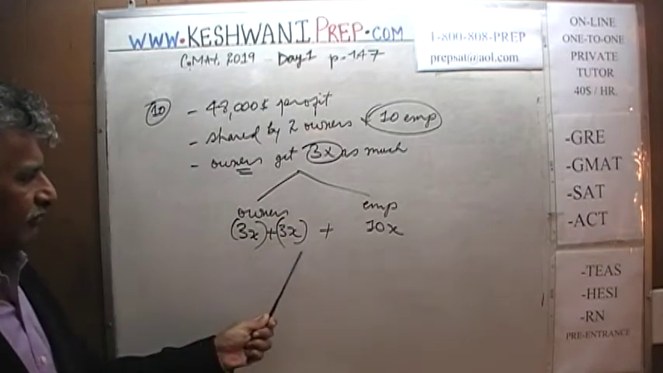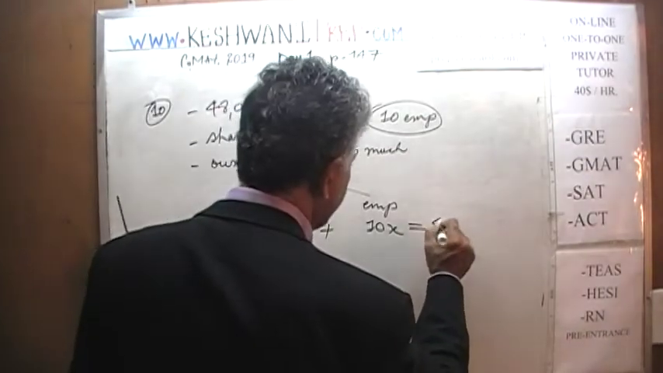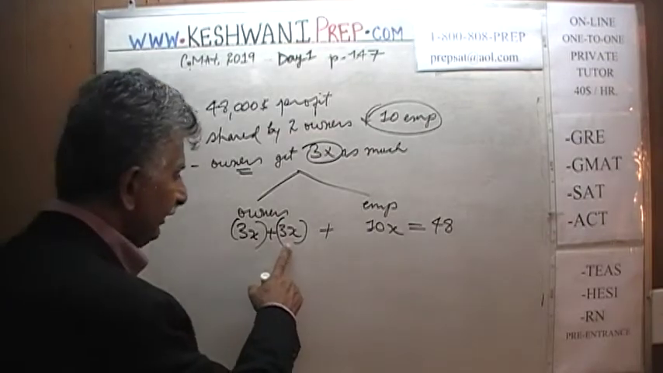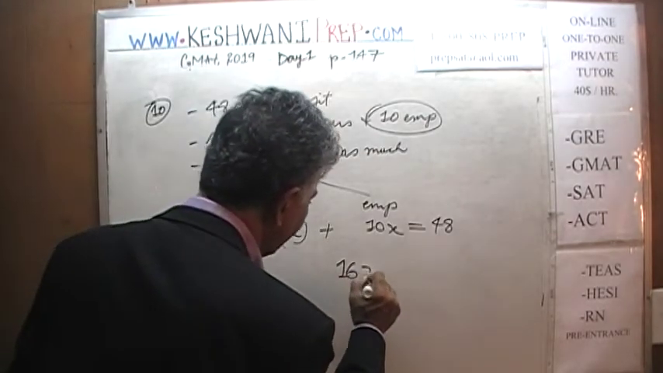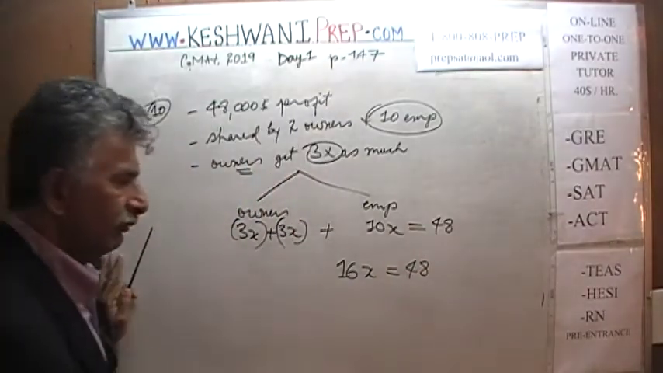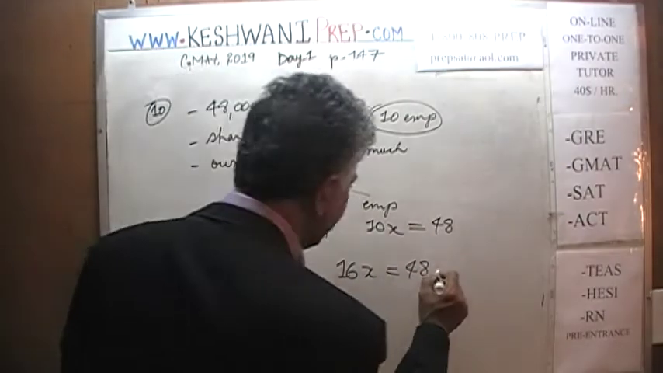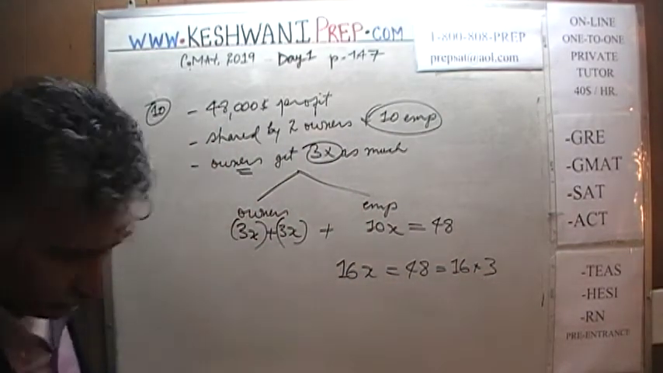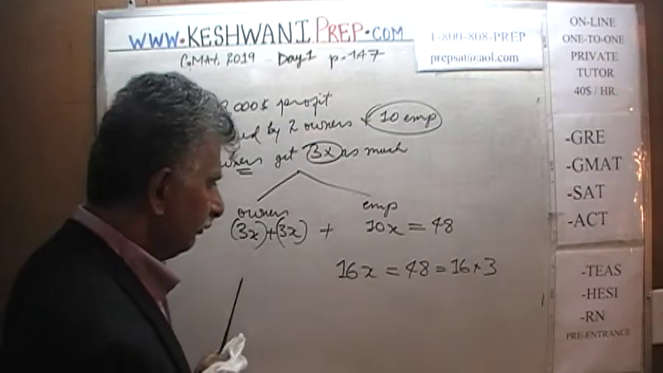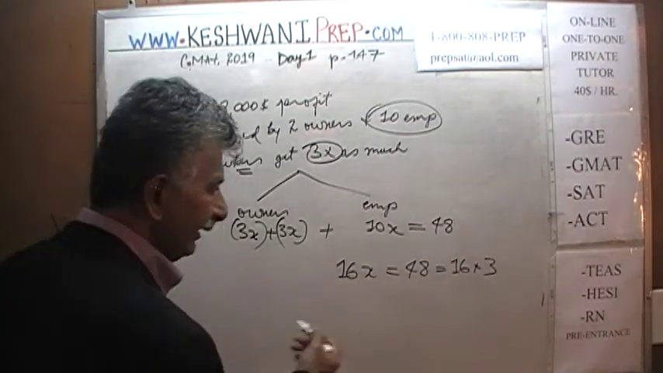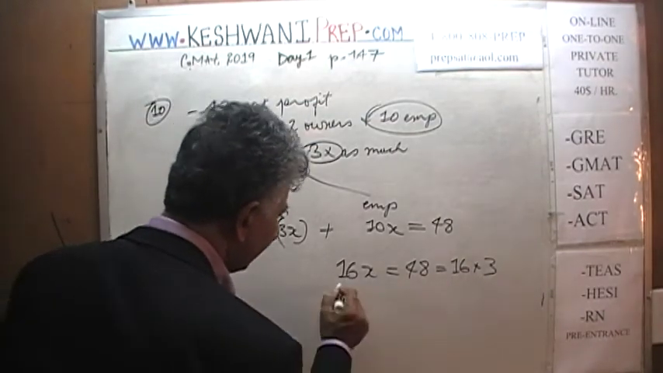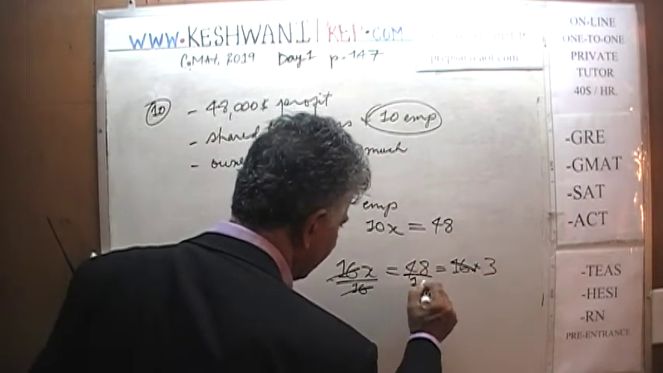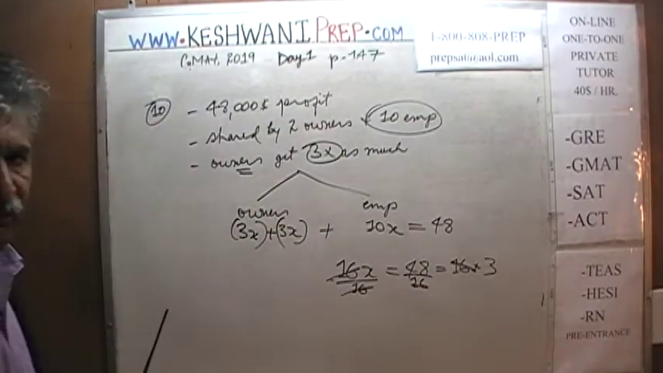So 3X plus 3X plus 10X, they all have to add up to $48,000. 3 plus 3 is 6, 6 plus 10 is 16. So 16X equals 48,000. And 48, we know, is 3 times 16. Let's divide the entire equation by 16. If we divide the entire equation by 16, this 16 is going to go away, and we have to do this here also. So it's x equals 3.